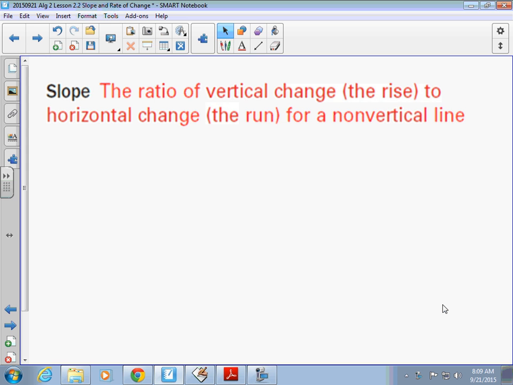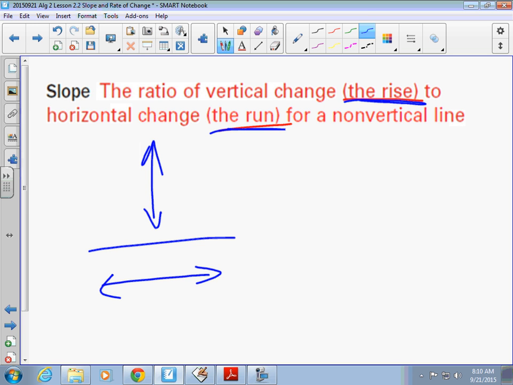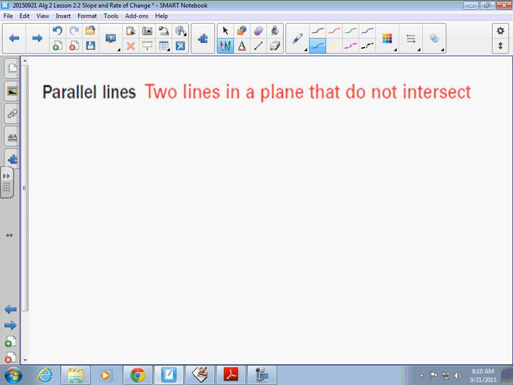Three definitions to start. The first one is the definition of a slope. The slope is a ratio of the vertical change to the horizontal change. When it's a non-vertical line, people refer to this as the rise over the run. Think of it as going up and down over how many times it goes left and right. If it goes up, it's positive. If it goes down, it's negative. If it goes left, it's negative. If it goes right, it's positive. Again, all of this is review from Algebra 1.